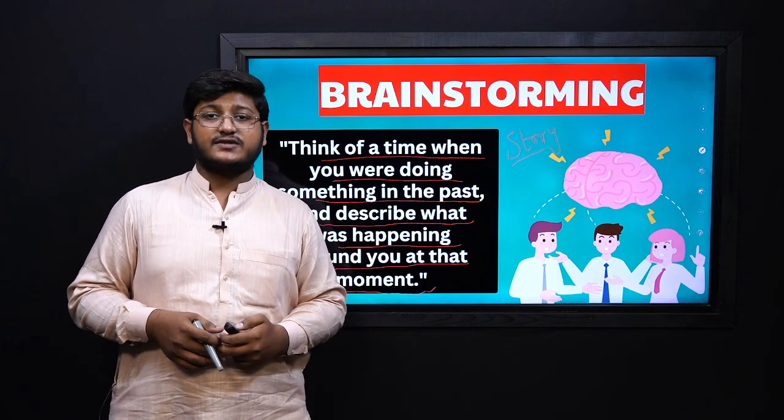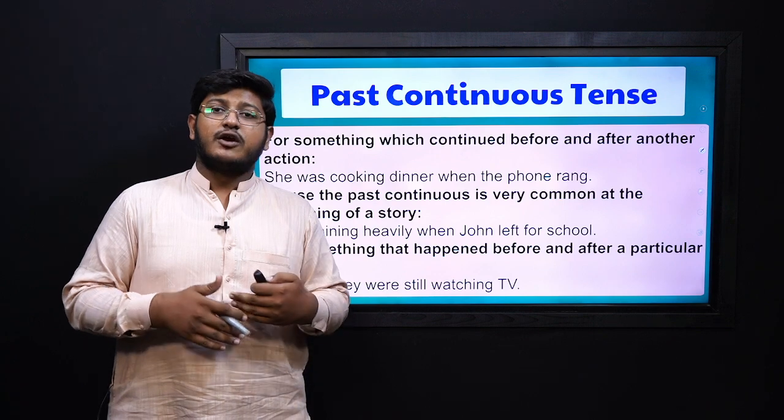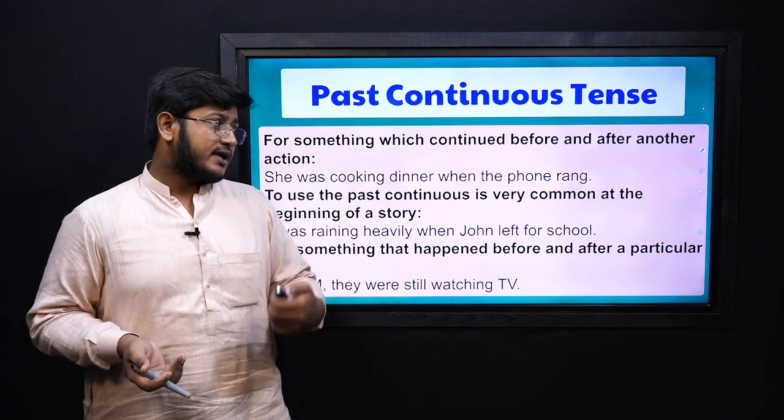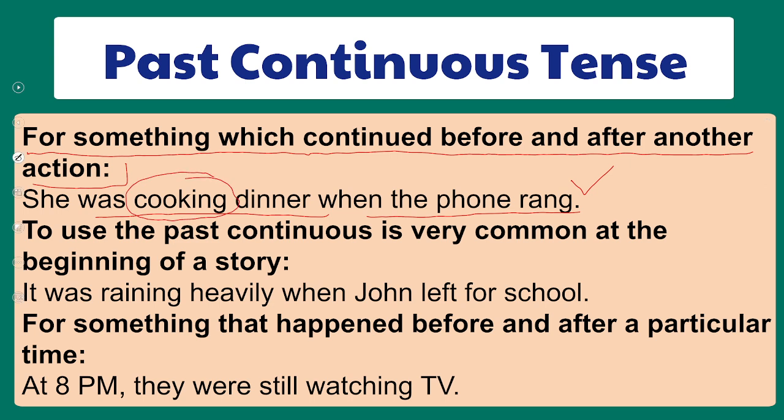So let's go further. Let's find out what past continuous tense is and what the past continuous tense is used for. Firstly, past continuous tense is used for something which continued before and after another action. So it is used to write about actions which continued before and after other actions. Like, she was cooking dinner when the phone rang. So there the phone rang, and also an ongoing process is there, and what is that? Cooking.